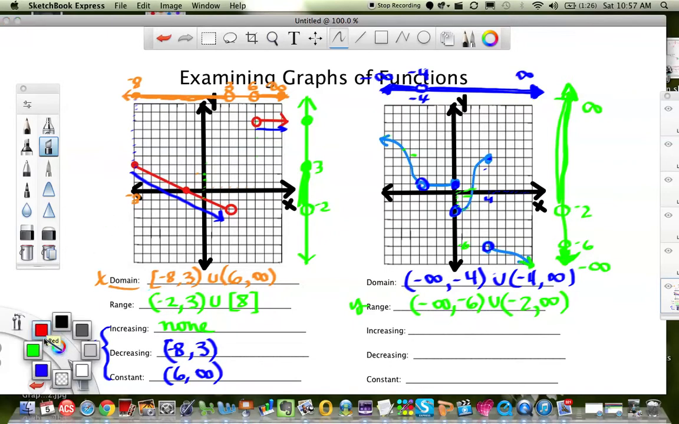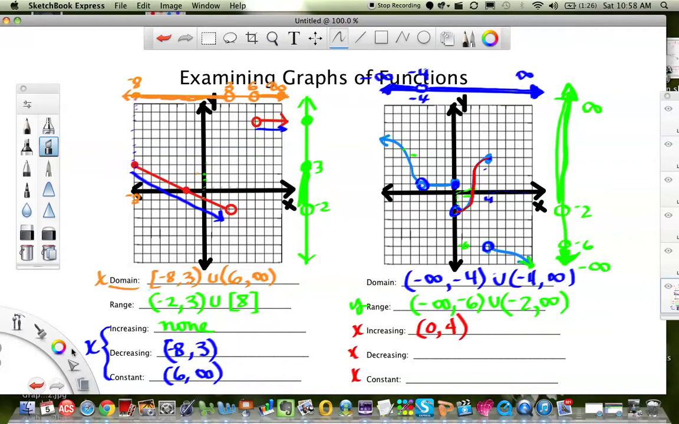So if I look at the increasing ones, I notice that it's increasing here, and that's the only place. And so that interval, remember that I'm doing all of these along the x. You read all of these along the x. So it's increasing from 0 to 4, and that's the only place.